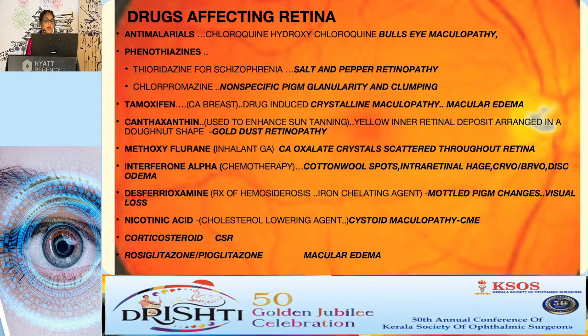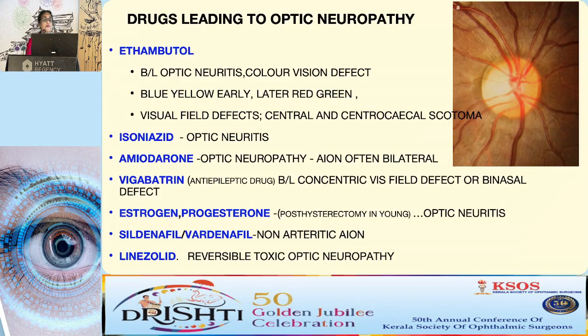vitritis and anterior uveitis. Those drugs which affect the retina are anti-malarials, which lead on to bullseye maculopathy; phenothiazine; tamoxifen, crystalline maculopathy; methoxyflurane; interferon alpha; nicotinic acid; steroids; and rosiglitazone and pioglitazone, which lead on to macular edema. And those which lead on to optic neuropathy include ethambutol, INH, amiodarone, vigabatrin, estrogen, progesterone, which leads on to optic neuritis, and sildenafil, vardenafil, non-arteritic AION, and linezolid, which causes reversible toxic optic neuropathy.